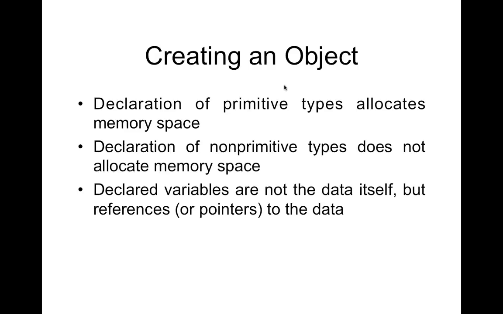When they say declaring primitive types just allocates the memory space, that means we are just using certain bits and pieces of memory. Declaration of non-primitive types does not allocate memory space, which is the advantage. Like you just instantiate an object, it doesn't allocate the memory space yet. It just defines a namespace. Once you start setting the values to it, that's when it starts allocating the memory space, or during runtime, depending on lazy loading and all that. Okay, so declared variables are not the data itself, but references to that data. So that's why we go towards object-oriented programming, right?